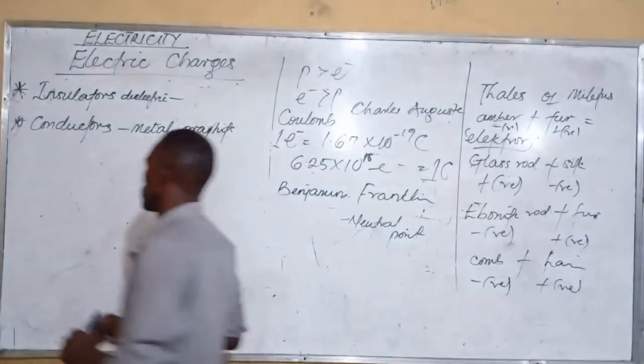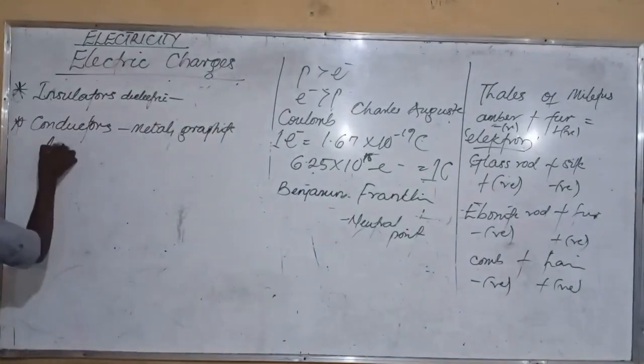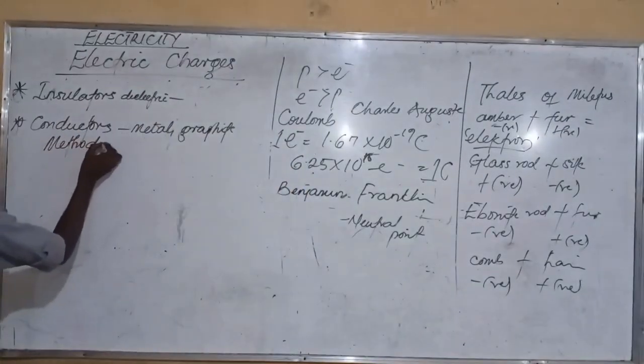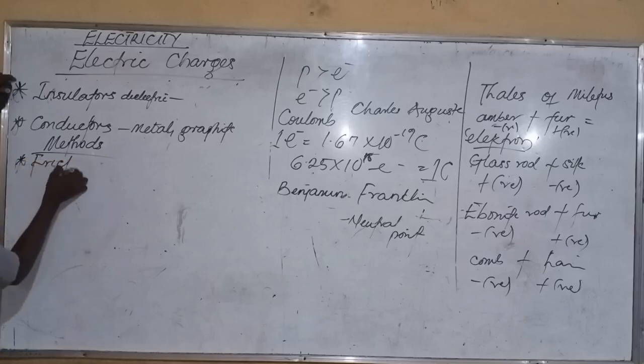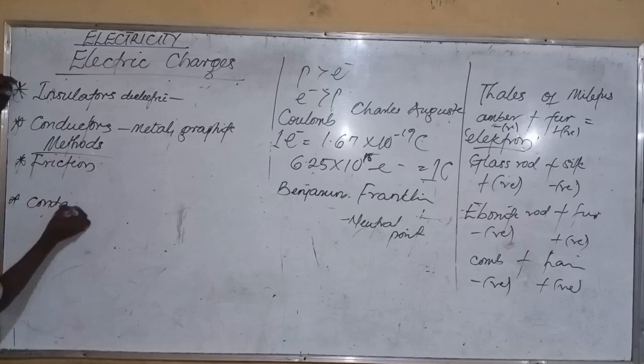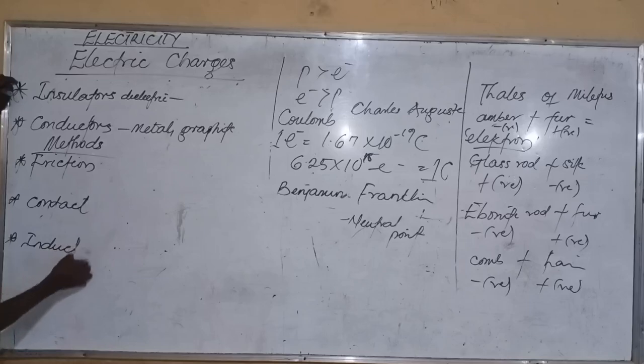In fact, let's get to that already. So how do we charge them? Methods of charging. There are three major methods of charging substances. One is by friction, the other is by contact, and the last is by induction. We'll call it electrostatic induction.